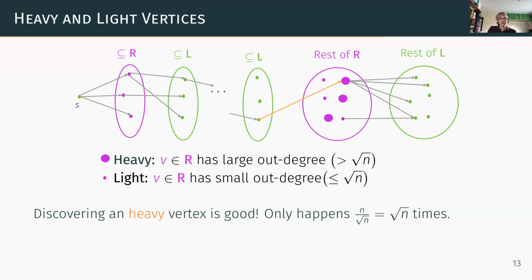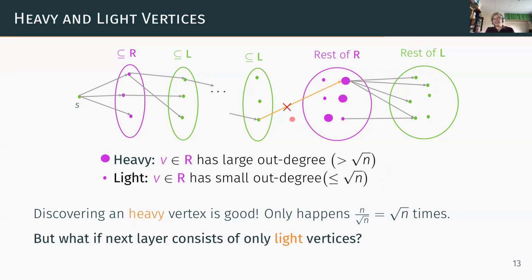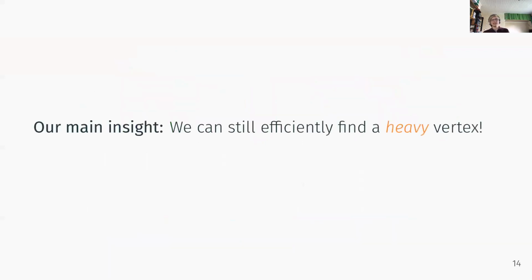However, what if we are not as lucky and we don't find some heavy vertex? Say there are only light vertices in the next layer here. Then we don't make enough progress and we still need to query all of these to find whether they are in the next layer or not. So our main insight is that we can still efficiently find a heavy vertex, perhaps by jumping through several edges instead of just a single one.